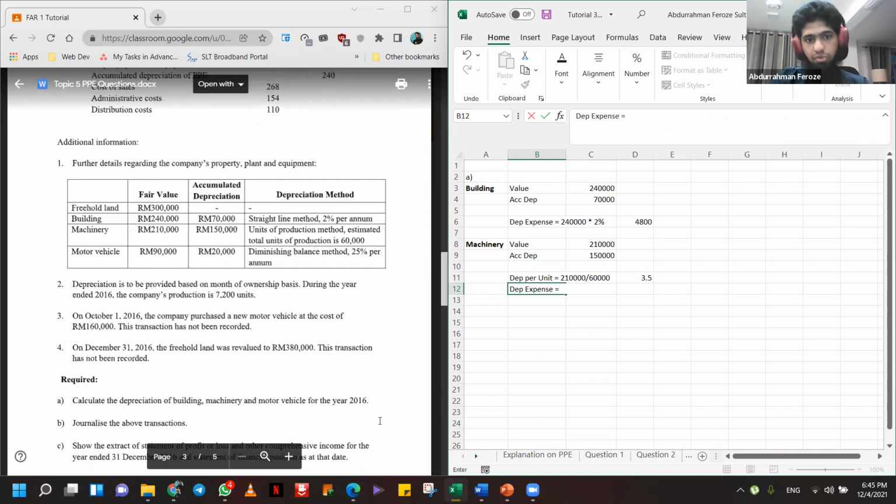What is the depreciation expense for the year 2016? What is the formula? Do you remember the formula? How do you find the depreciation expense when you're using the production unit method? Hello, are you there? Yeah, I'm not sure.